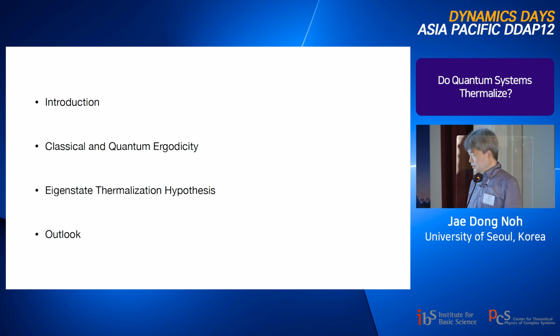Basically, such a theory is called the theory of ergodicity, and I will briefly introduce the classical version and quantum version of ergodicity theory. And then I proceed to explain some modern development in this field in the context of the so-called eigenstate thermalization hypothesis. And at this level, I will introduce my own contribution to this field. And then I will conclude my talk with some outlook. Okay.